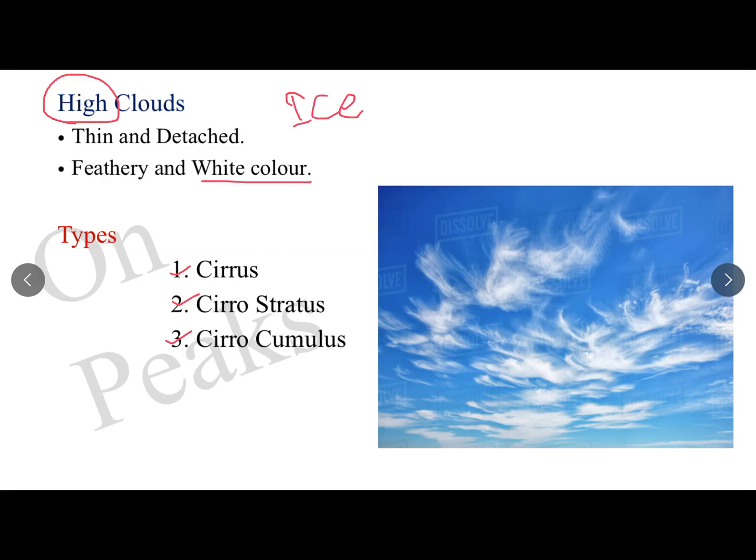Cirrus clouds. These clouds are most commonly seen at any point of time, in any season. They are made completely of ice crystals, as we already know. And the major point is that cirrus clouds produce precipitation, but that precipitation gets evaporated before reaching the earth itself. So the precipitation from the cirrus clouds doesn't reach the earth's surface. This is the main point to remember.